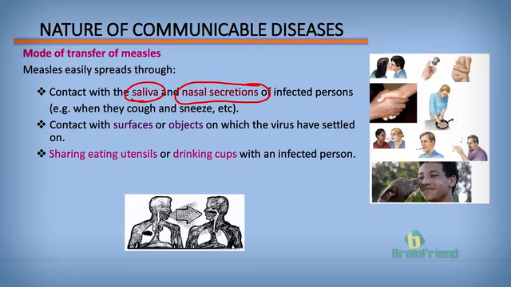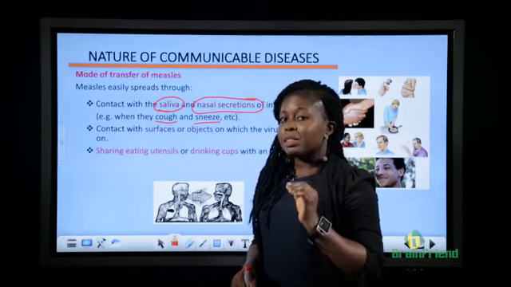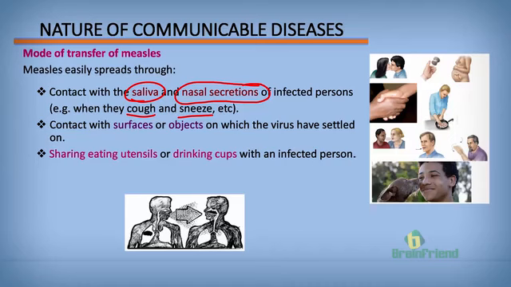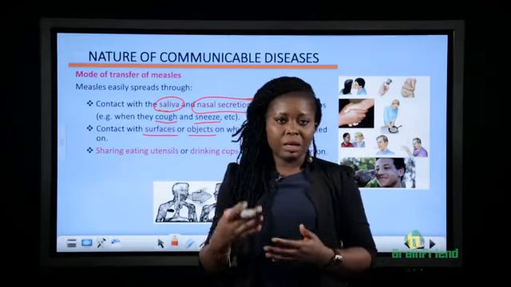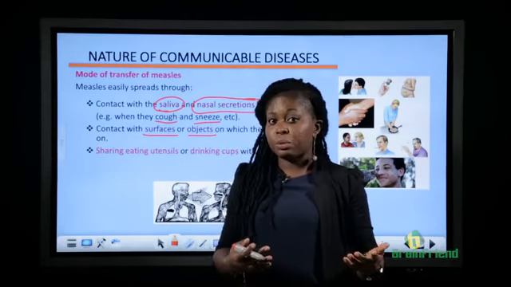So when an infected person coughs and sneezes, those nasal secretions come out of the person's nose and touch other people around him, and they may contract the disease. Another way it can spread is through contact with surfaces or objects on which the virus has settled. Remember, we say that there are modes of contact. We have direct contact and indirect contact of communicable diseases.